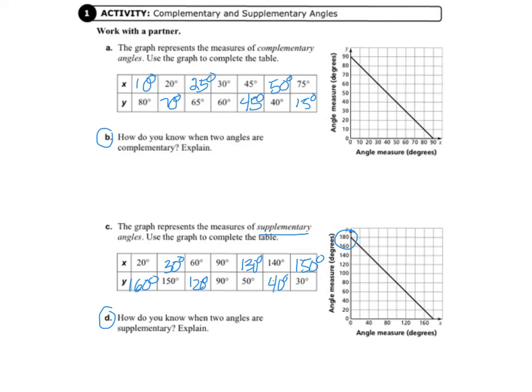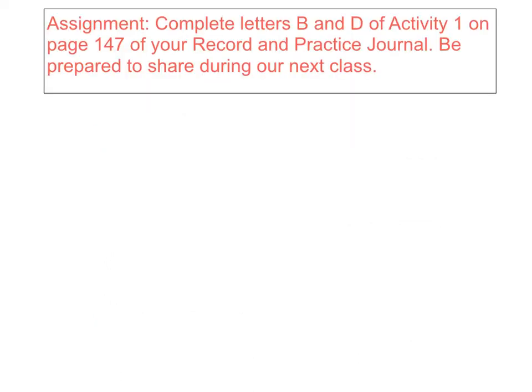I want you to explain how you know when two angles are complementary and how you know when two angles are supplementary. So think about what we did here and the sum of the measures of the angles, and write that down in your record and practice journal. Your assignment for this lesson is to complete letters B and D of Activity 1 on page 147 of your record and practice journal. Be prepared to share during our next class.